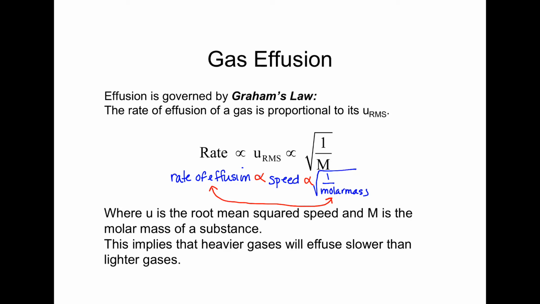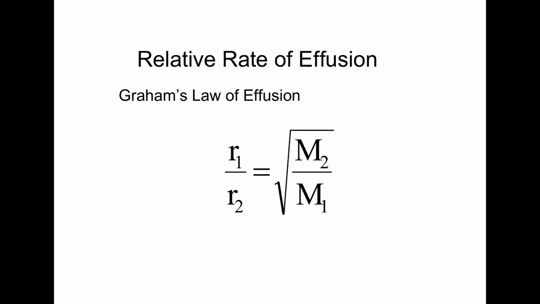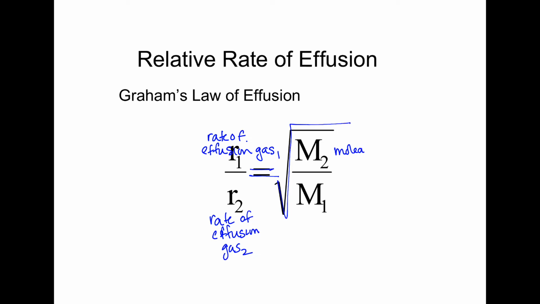Another way is that you can set up an equation where you're comparing two rates of diffusion, and then you're comparing two molar masses. And that's how we have it written here. What this is saying is the rate of diffusion for gas 1 divided by the rate of diffusion for gas 2 is equal to the square root of their molar masses. So this is the molar mass of gas 2, and this is the molar mass of gas 1.